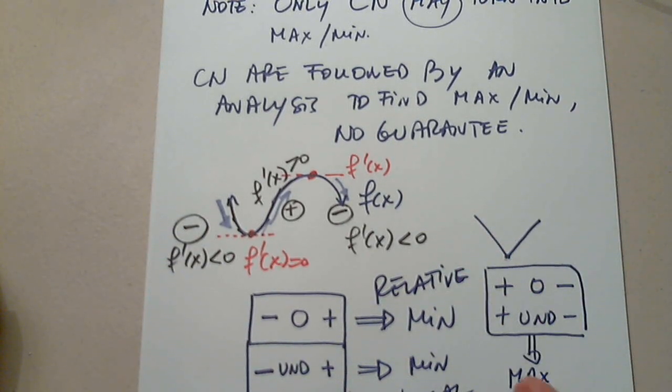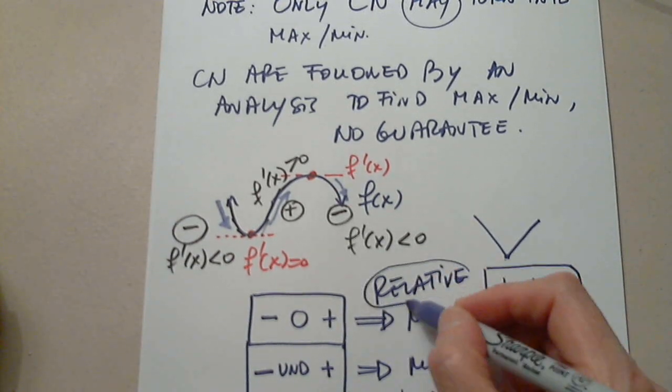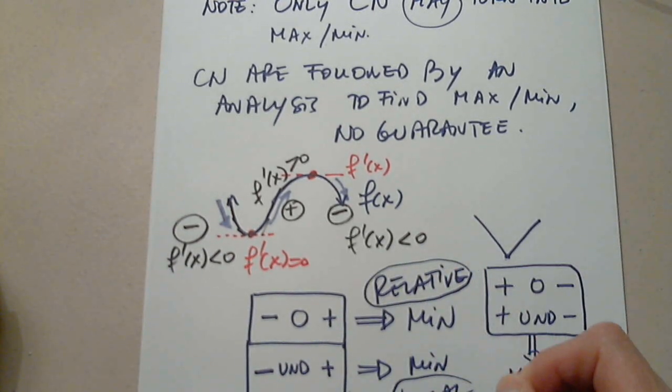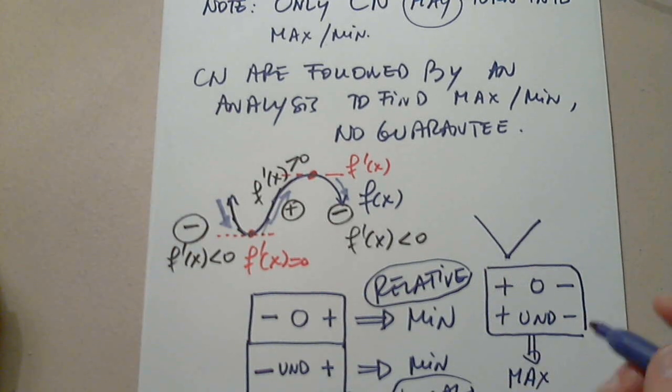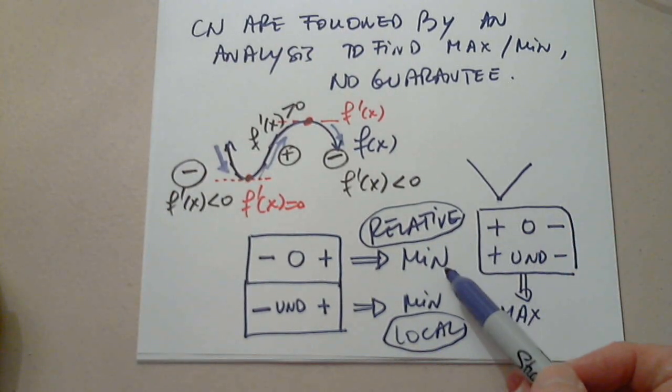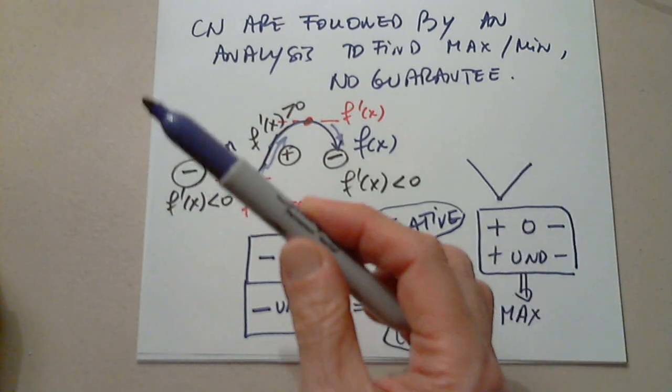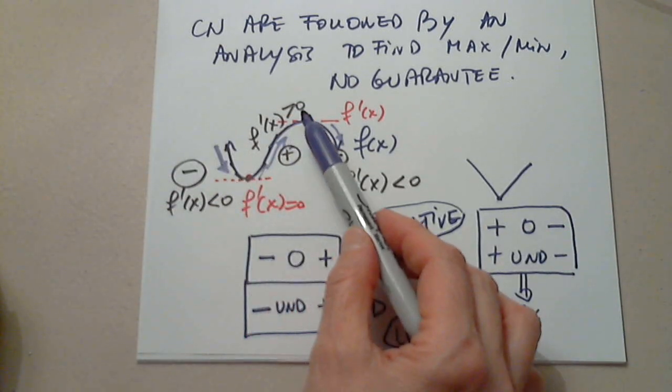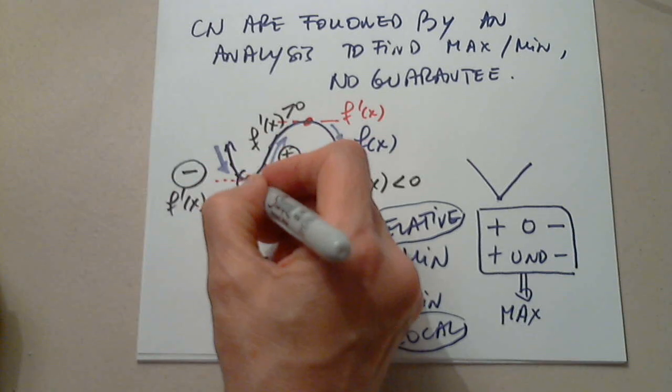Relative min, relative max, local min, local max. Choose the one you like. I may use both of them. They mean the same thing. We use them interchangeably.